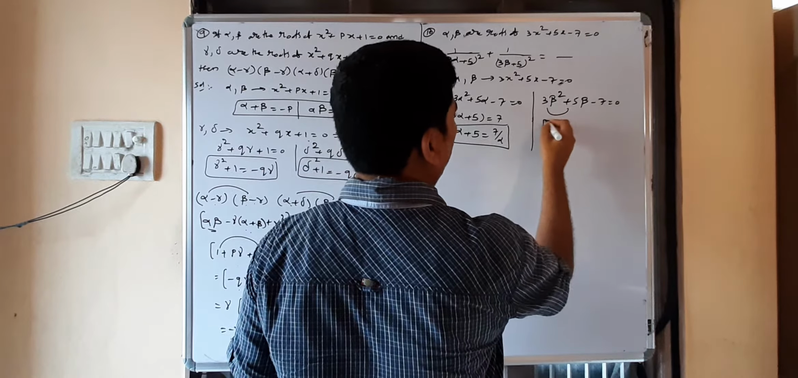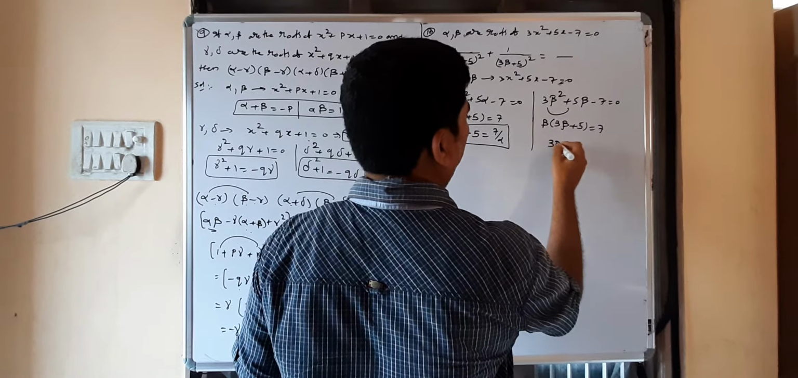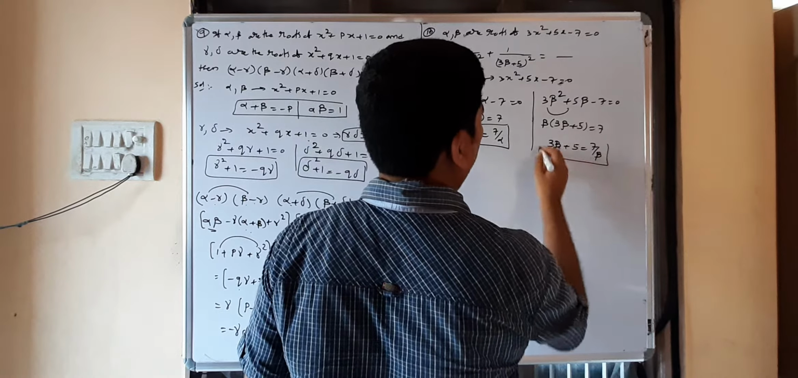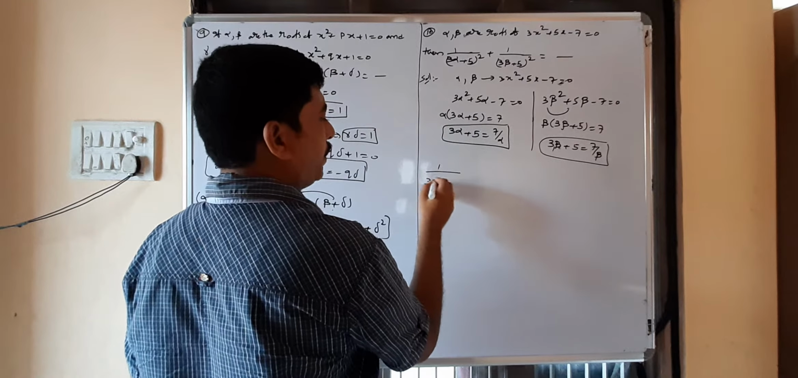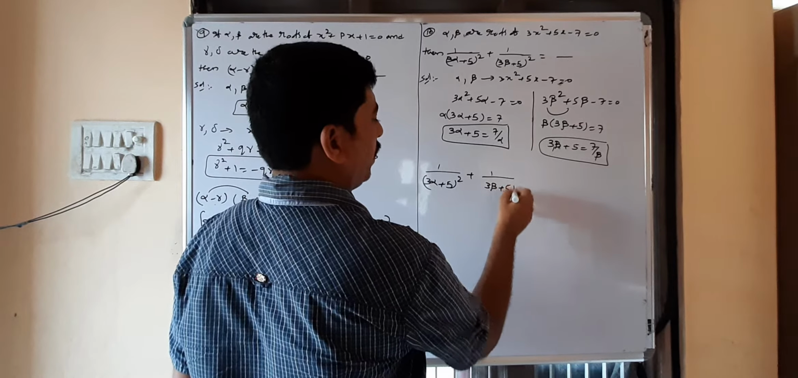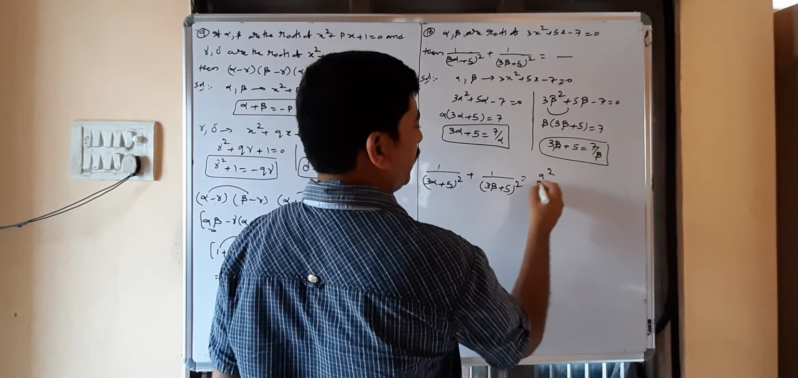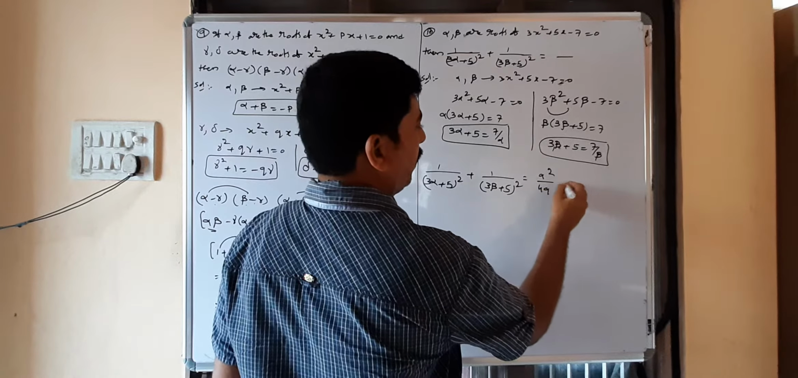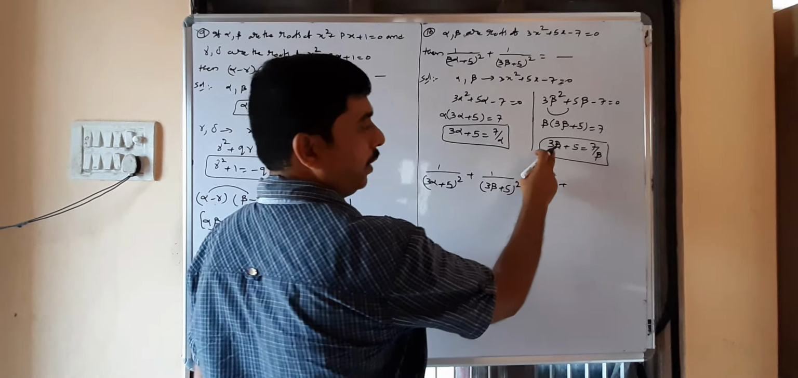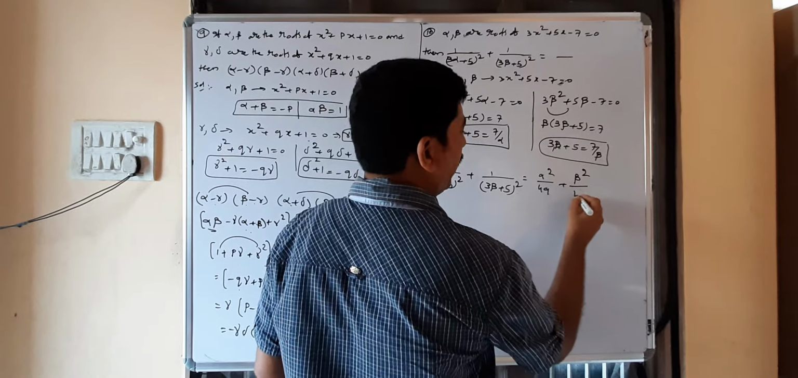From this two, beta common, 3 beta plus 5 equal to 7 by beta. They ask 1 by (3 alpha plus 5) whole square plus 1 by (3 beta plus 5) whole square. That means reciprocal of this value. So whole square is there. So alpha square by 7 square, 49. Reciprocal of that whole square. 1 by (3 beta plus 5) means beta by 7. Whole square is there, so beta square by 7 square is 49.